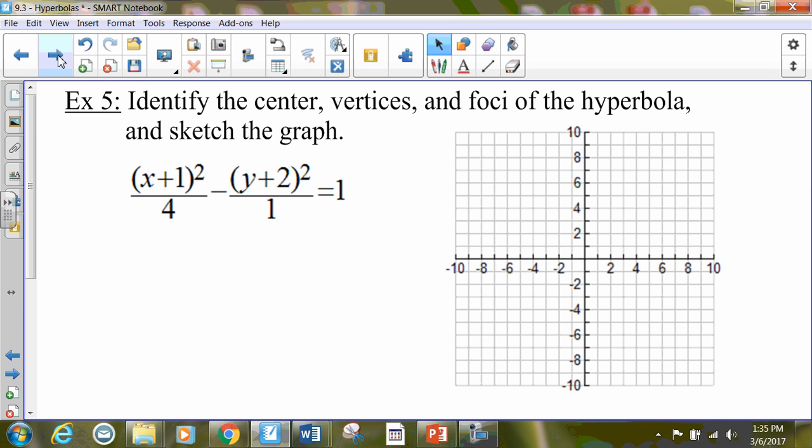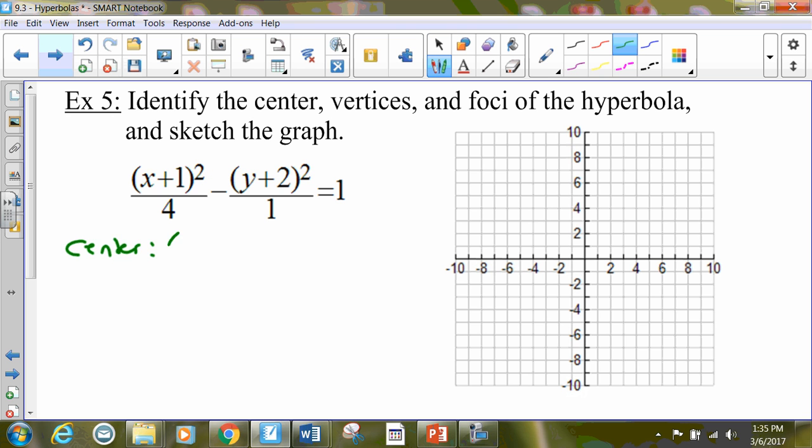Okay, identify the center, vertices, and foci of the hyperbola and sketch the graph. Yay, we have a different center than the origin. What is the center? Okay, -1, -2. See how it says identify the center or identify all of those things? That means you have to write them down like I'm doing. Something like this, perfect for the test. So here we go. Let's go ahead and graph the center. It's -1, -2.